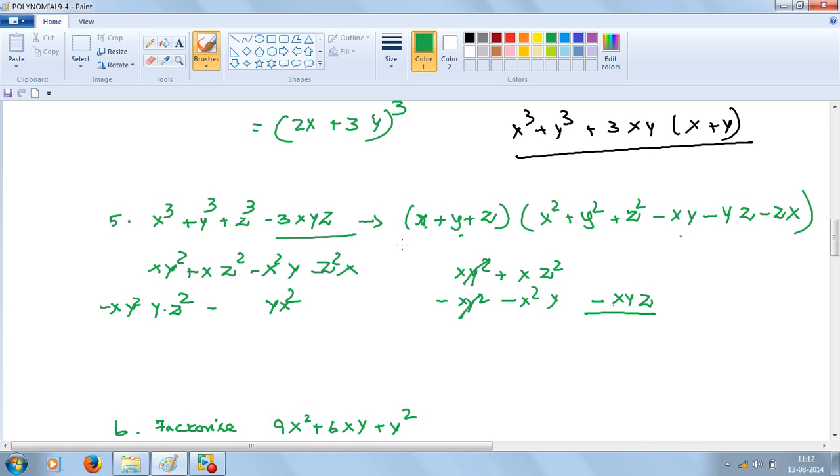So we have to get one more term, plus y into x square, plus y into x square, y into z square. So these two are positive. y multiplied by minus xy, minus xy square. Next is minus y squared z.